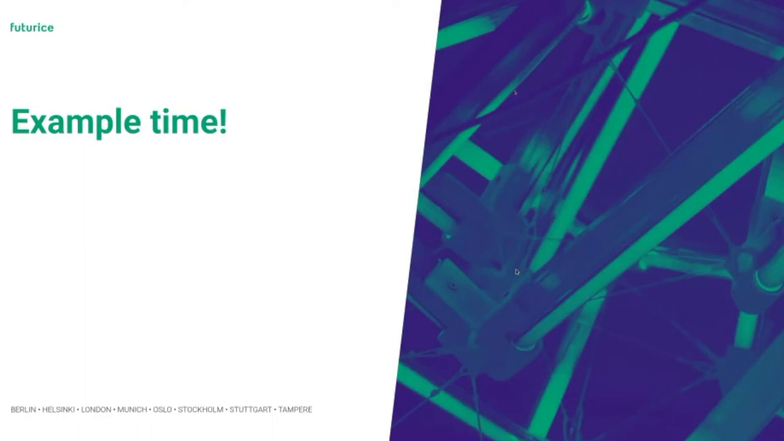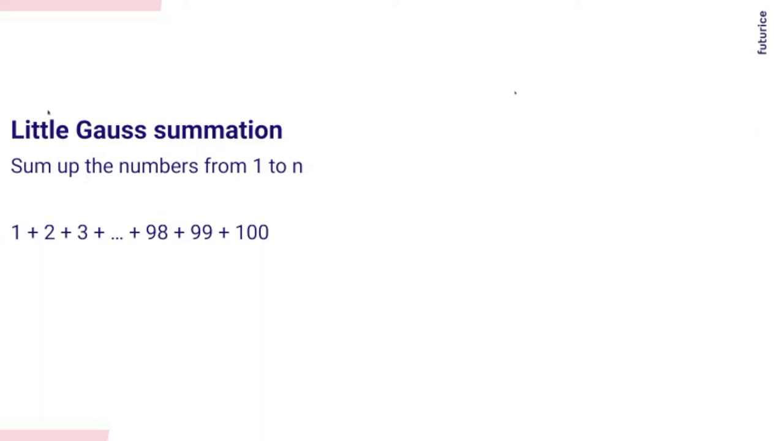So, example time. Let's first go through it in our heads. There's this little story that Gauss, a famous mathematician, was in school, and the teacher wanted some quiet time for himself. So he told the class, please sum up the numbers from 1 to 100, thinking that this would take them a while. But 15 minutes later, Gauss came with the answer, which was totally unexpected by the teacher, because they had to do 100 summations.